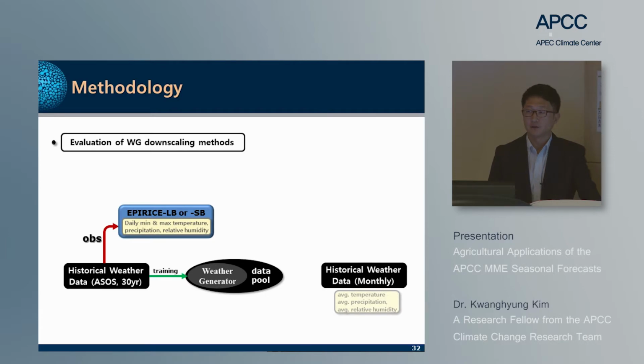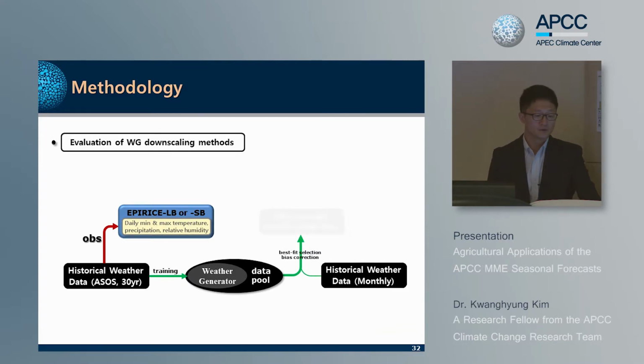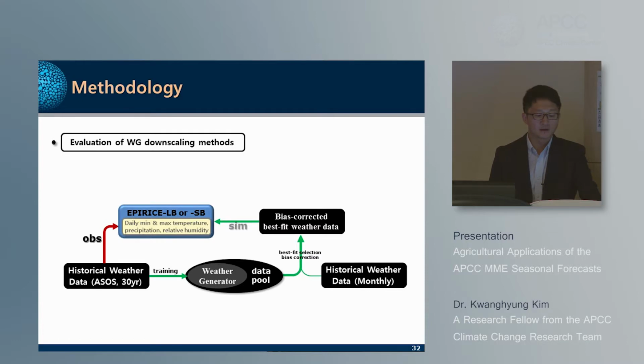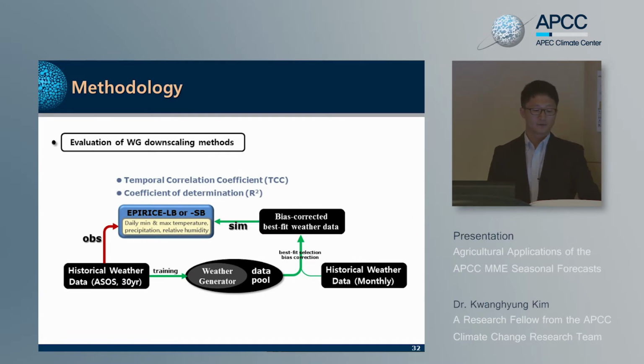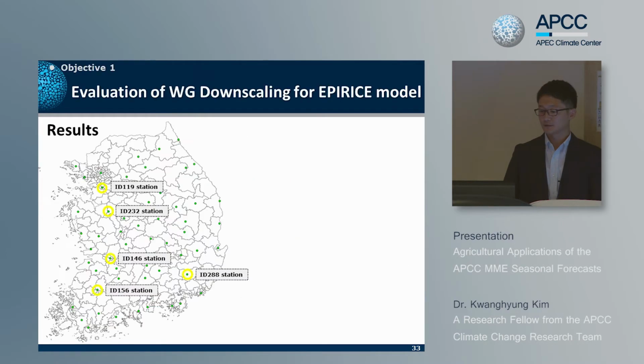We just tried to evaluate whether the temporally downscaled data generated by the weather generator can be reliably used by the EPIRICE model. Anyway, historical data were used to select bias-corrected best fit weather data, and the very data selected were used for the model run to get simulated disease risk and compared with the observed result for evaluation. Temporal correlation coefficient and R-squared were used for evaluation purposes.